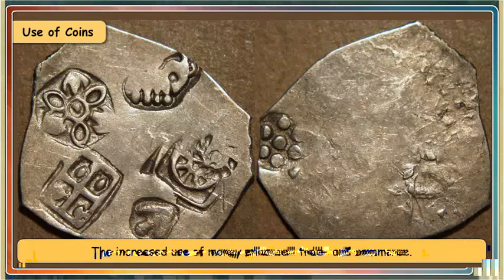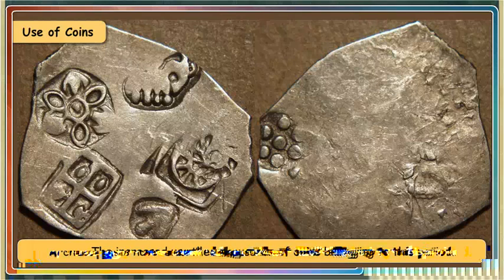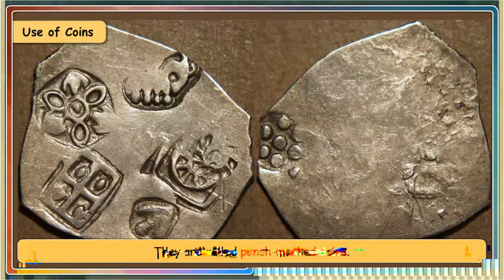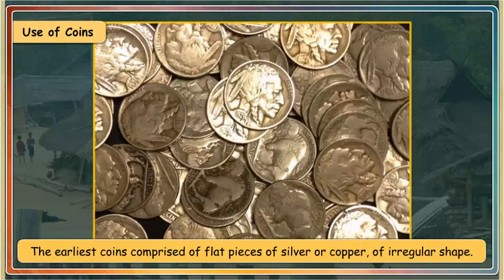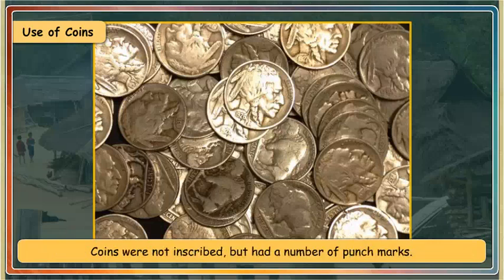Use of coins. The increased use of money enhanced trade and commerce. Archaeologists have unearthed thousands of coins belonging to this period. They are called punch-marked coins. The earliest coins comprised of flat pieces of silver or copper of irregular shape. Coins were not inscribed but had a number of punch marks.